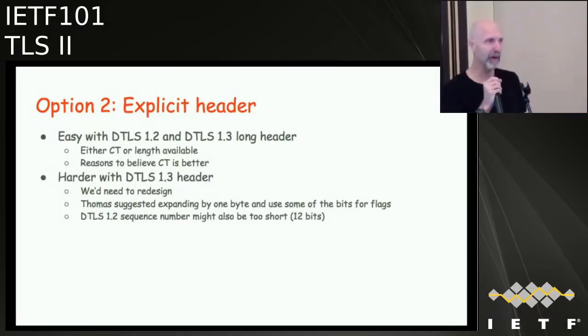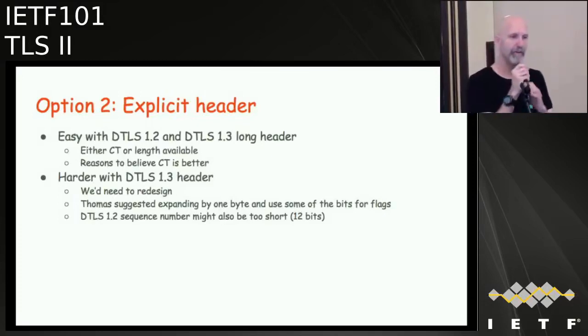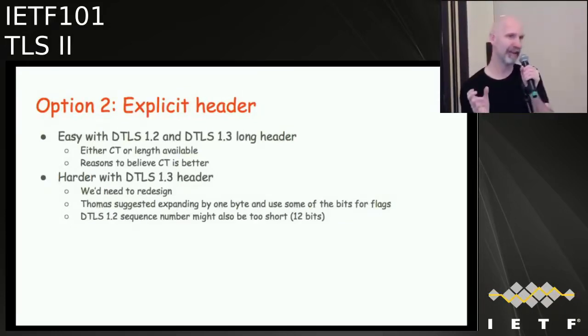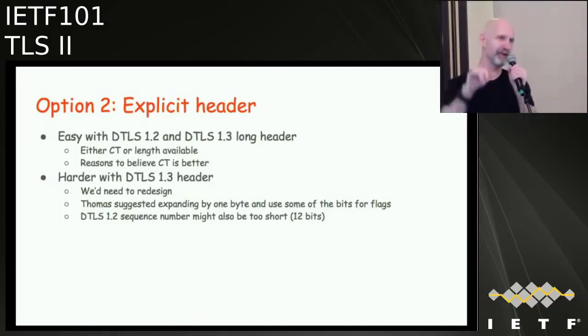So we need to redesign. On email, Thomas suggested expanding by 1 byte and using some of the bits for flags. Now, separately, it's occurred to me that we may have crammed the header down a little too hard, and the DTLS 1.2 sequence number in the short header is 12 bits. It's quite possible to have a situation where you're overflowing that 12 bits and forcing the long header just because you don't want the ambiguity about the sequence number.